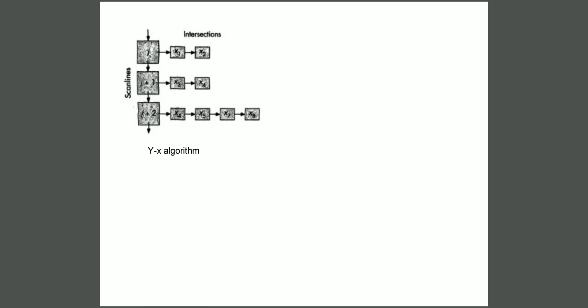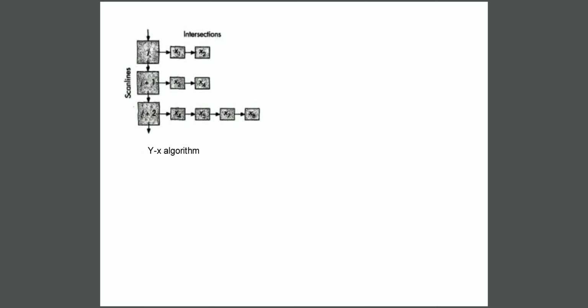That is, in the first column we will write all the scan line numbers. Here scan lines are represented as I, I plus 1, I plus 2 and so on, and to each scan line we will attach the intersection points as a linked list. That is, in the first scan line I there are two intersections x1 and x2, so they are attached as a linked list.